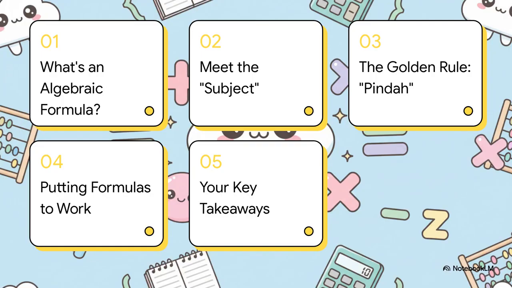Okay, so here's the game plan. First, we'll cover the absolute basics. Then, we'll meet the star of the show in every formula, the subject. After that, I'm going to show you the one golden rule you need, called PINDA. Then, we'll use it to solve a real problem and finish up with the key things you need to remember. A nice, clear road from A to B.